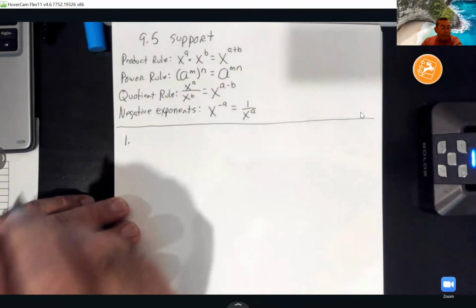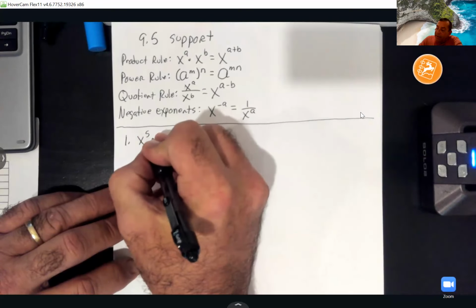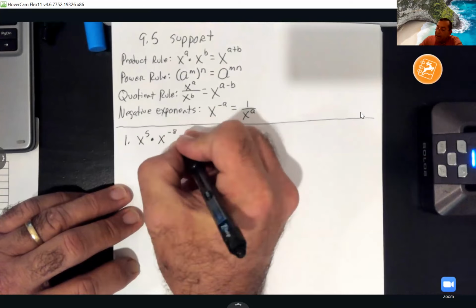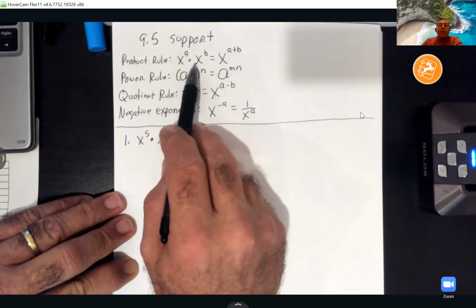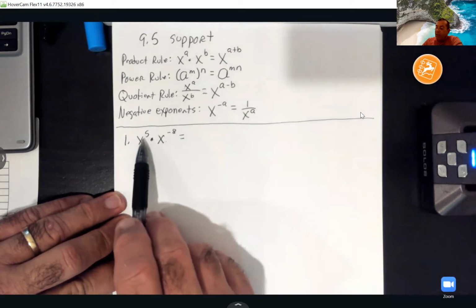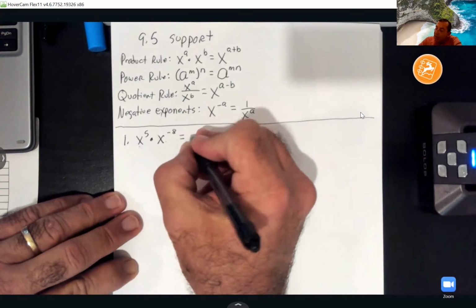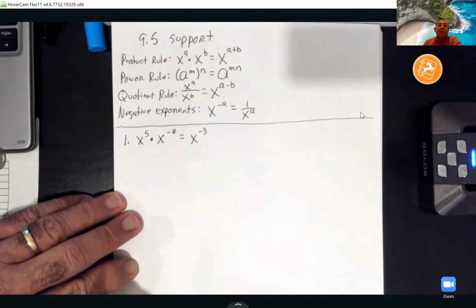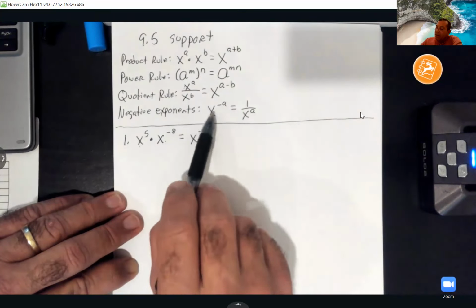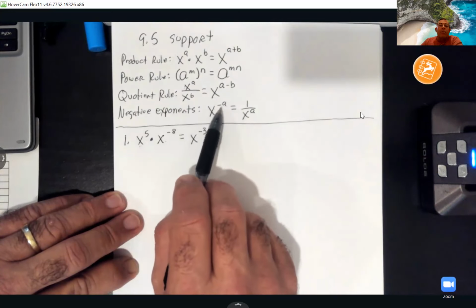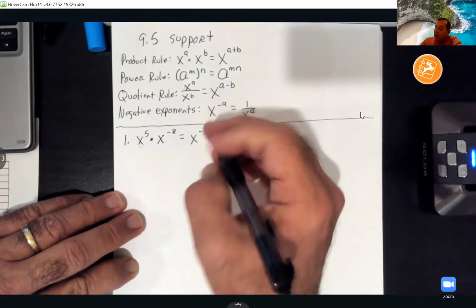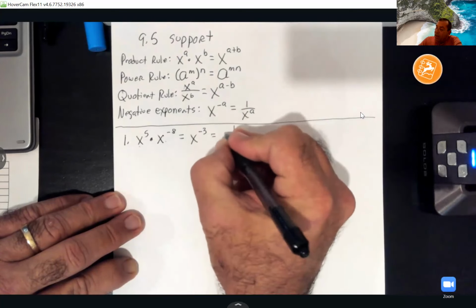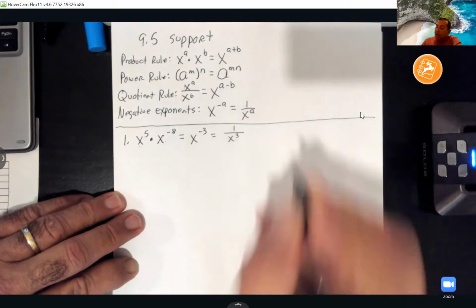So look here for number 1. X to the 5th times x to the negative 8. So x times an x, I've got the product rule in effect, which tells me to add the exponents. Well, 5 plus negative 8 gives me x to the negative 3rd. But y'all, we have to write our answer with positive exponents. So I'm going to have to follow the negative exponent rule, which tells me if I have a negative exponent, I put everything under 1 and change the sign of the exponent. So this will give me 1 over x to the 3rd.